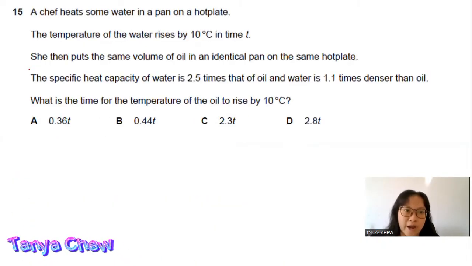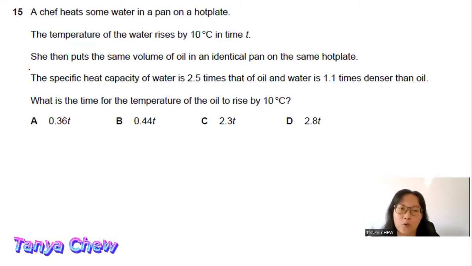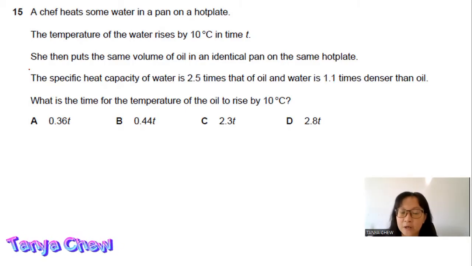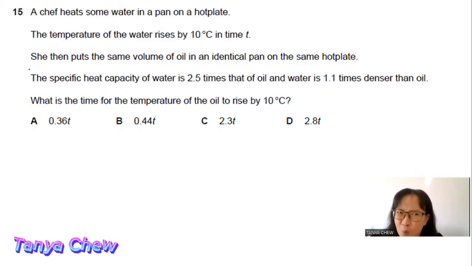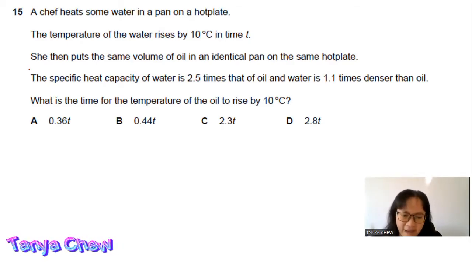Question number 15, a chef heats some water in a pan on a hot plate. The temperature of the water rises by 10 degrees Celsius in time t. She then puts in the same volume of oil in an identical pan on the same hot plate. Specific heat capacity of the water is 2.5 times of that of oil, and water is 1.1 times denser than oil. What is the time for the temperature of the oil to rise by 10 degrees Celsius? Well, this seems to be a lot of information for me to process.